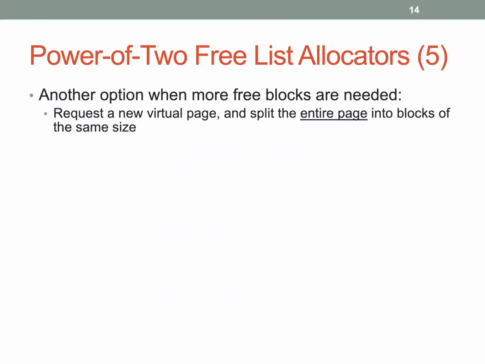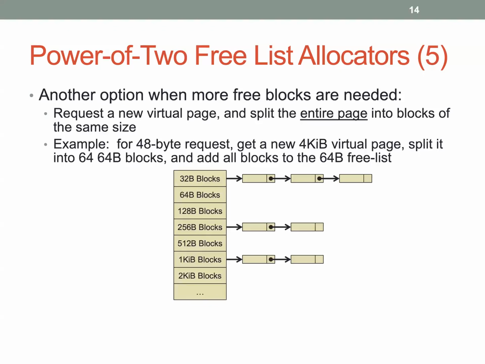Another thing we can do, and this leads into the next allocation strategy, is to say, well, when we need more memory of a certain block size, why don't we just get a new virtual page and split the entire page into blocks of that size? So now we're starting to take the pages into account. We'll split the page into a number of blocks, all the same size. And that allows us to manage block sizes on the page level as opposed to on the individual block level, and this allows us to achieve some efficiencies of scale.